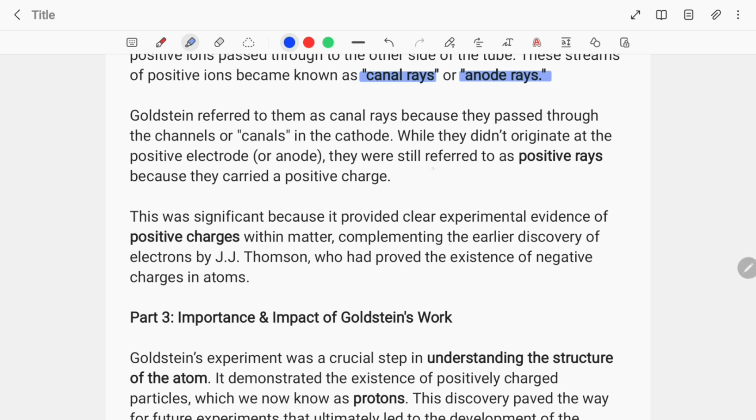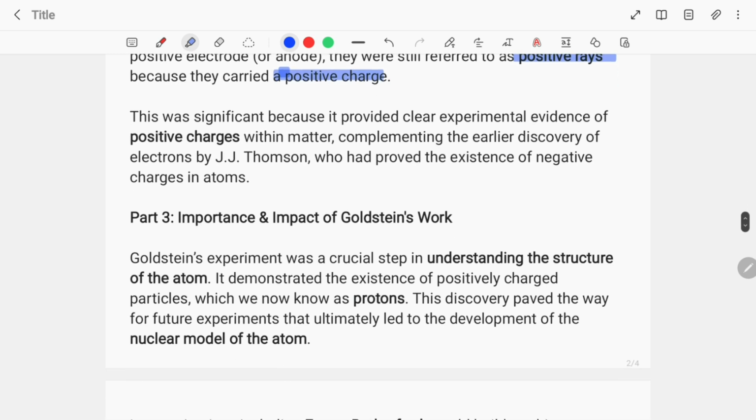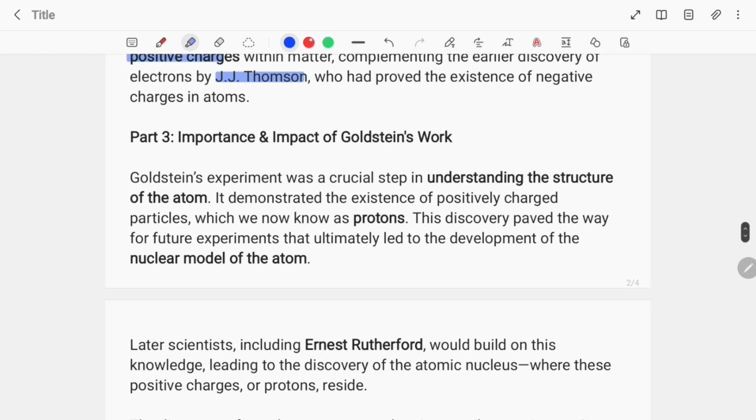While they didn't originate at the positive electrode or anode, they were still referred to as positive rays because they carried a positive charge. This was significant because it provided clear experimental evidence of positive charges within matter, complementing the earlier discovery of electrons by J.J. Thomson, who had proved the existence of negative charges in atoms.